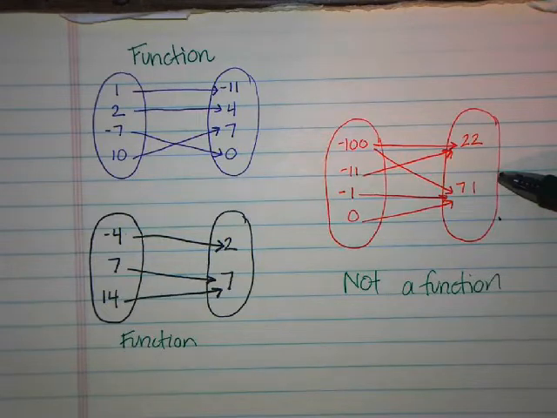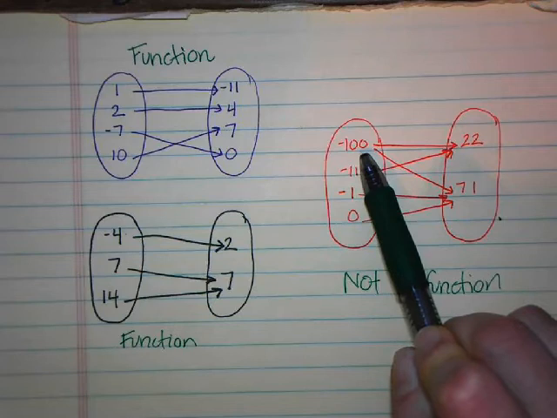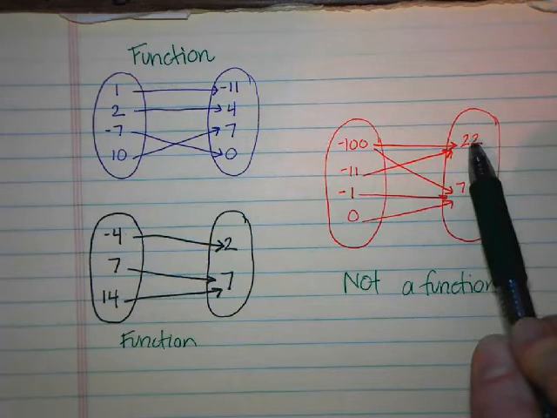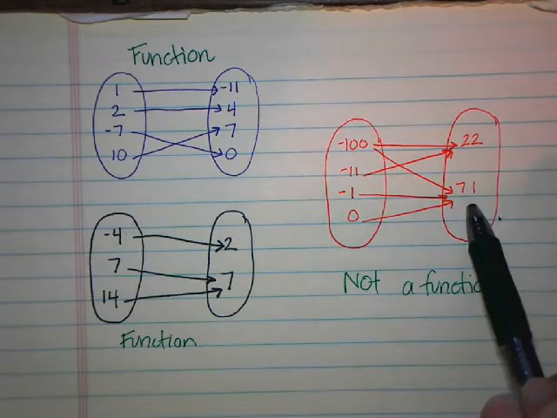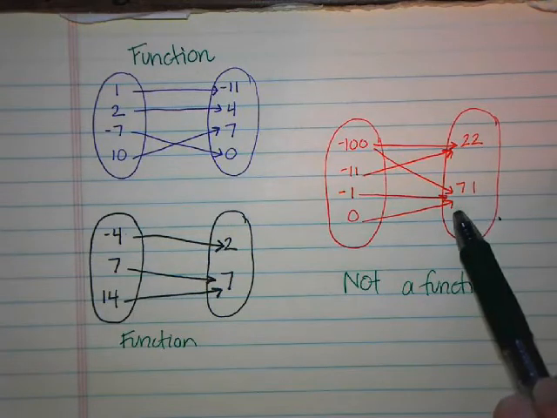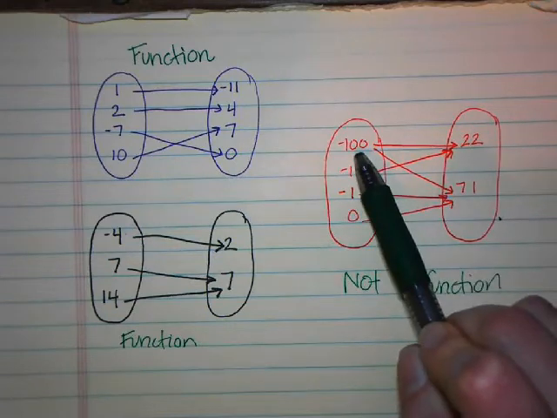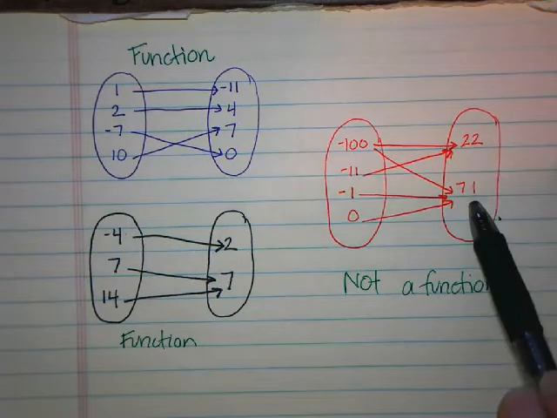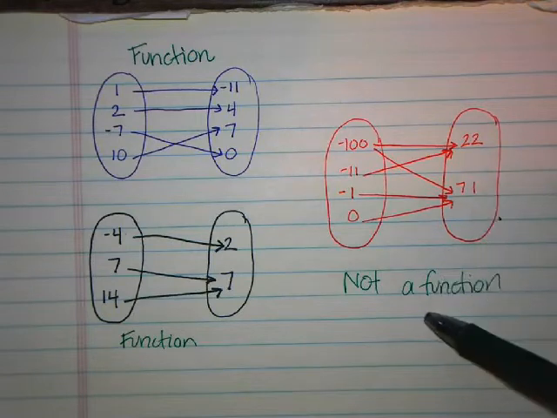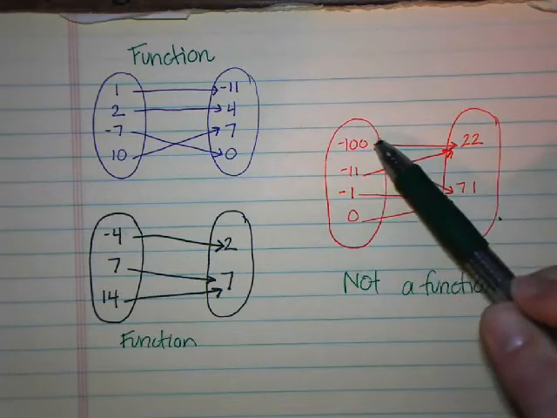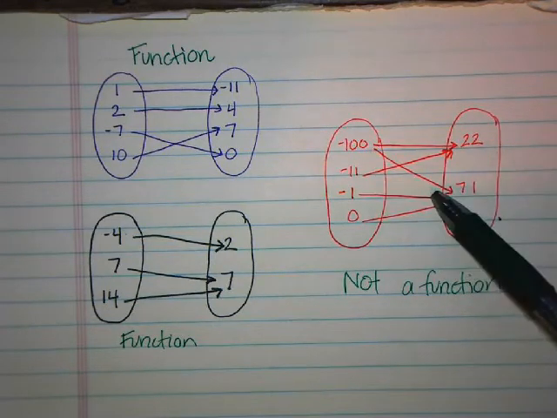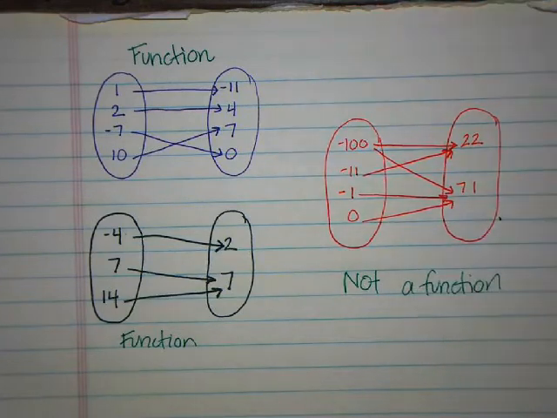And now let's look at the red set of numbers. What looks different? When we look at our first number up here, -100, 2 lines are coming from it. One's going to the number 22, and one's going to 71. And so you can already determine that this is not a function. Let's think again about the cats. If these are all cats and these are homes, can one cat be split up and go to 2 homes? No, that's not possible. So that is not a function. The way to determine is if any of the inputs have more than one line coming from it, it is not a function.